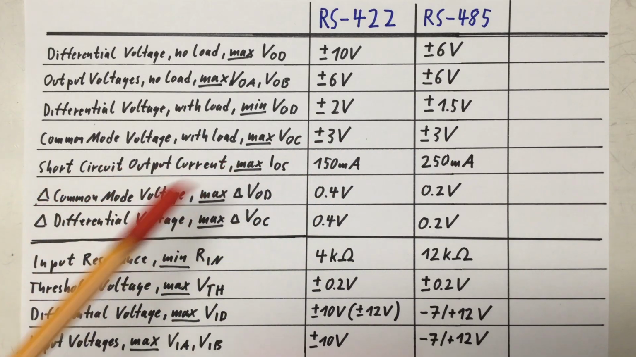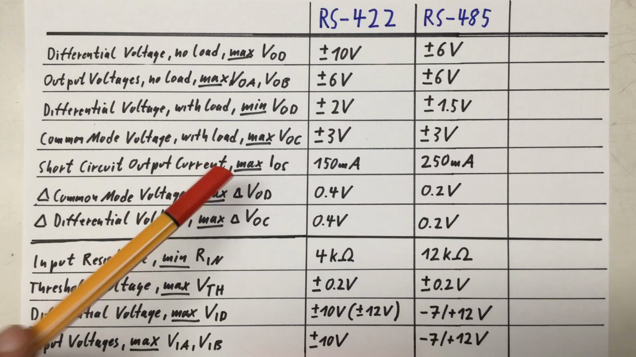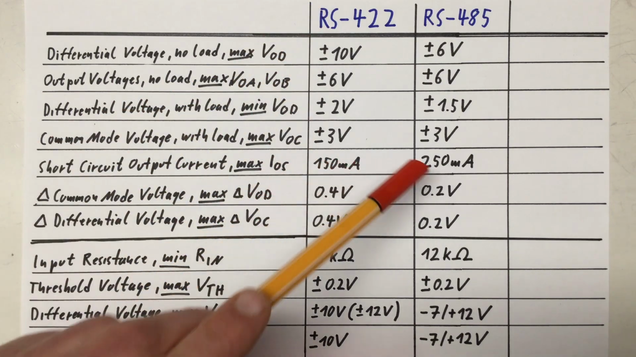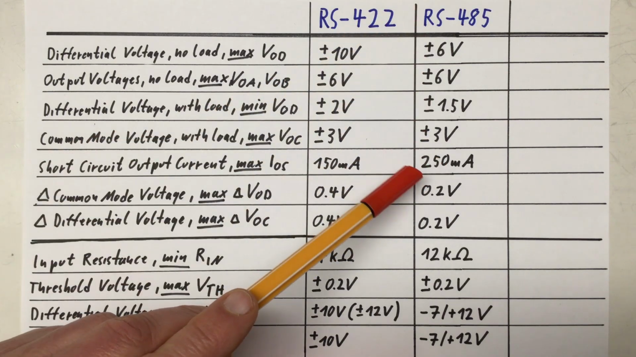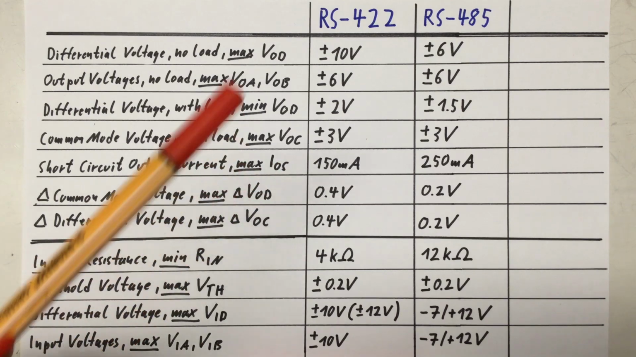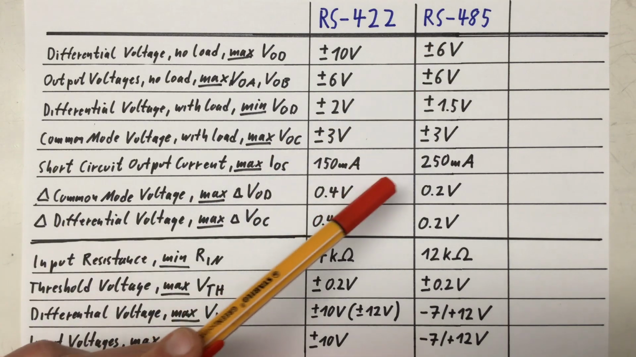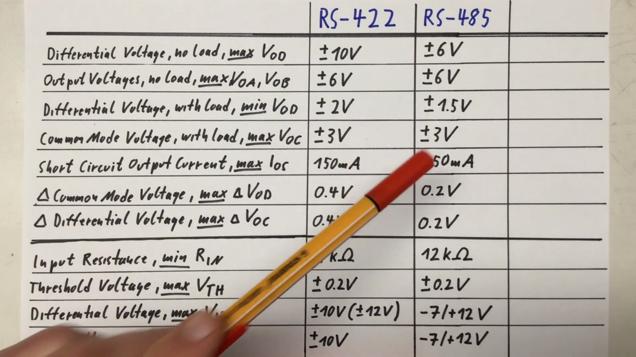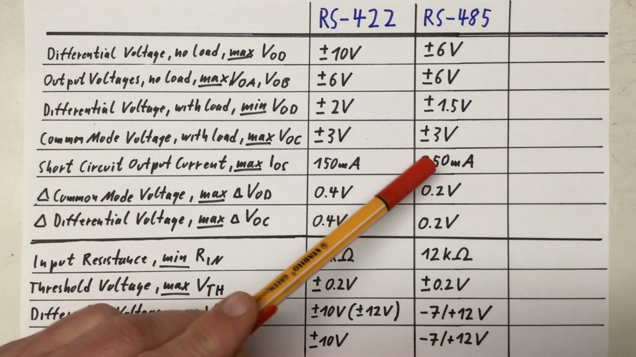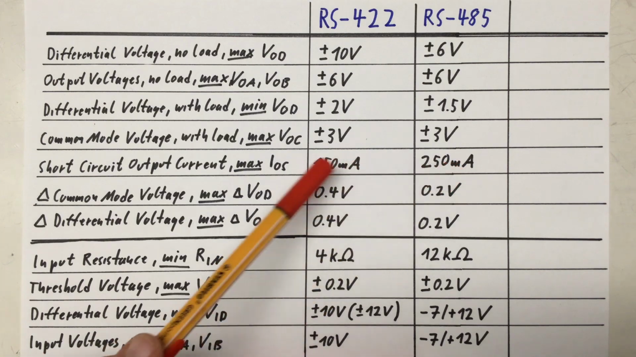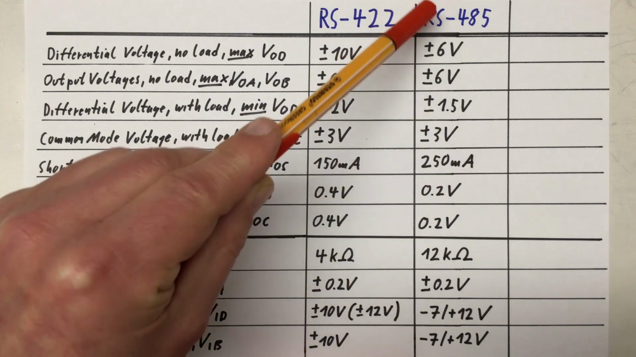The short circuit output current for the A and B pins has to be limited to 150 milliamps for RS-422, and that is increased to 250 milliamps for RS-485. Remember, RS-422 transmission lines are terminated at one end with a 100 ohm resistor and RS-485 at both ends with 120 ohm resistors. So a total of 60 ohms, meaning we need a little bit more juice to drive a RS-485 transmission line.